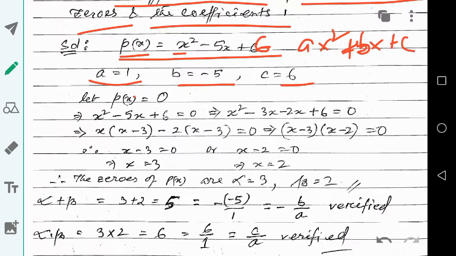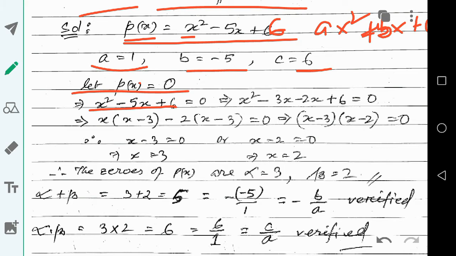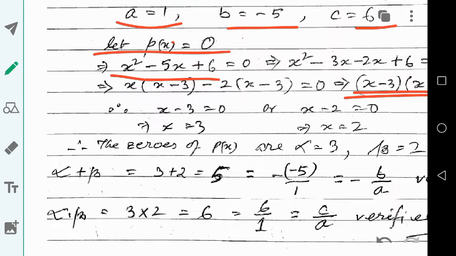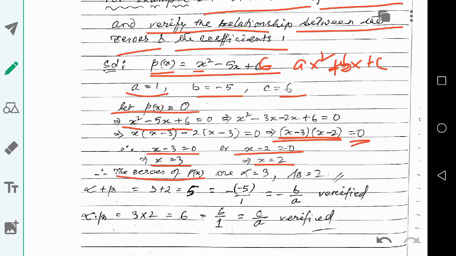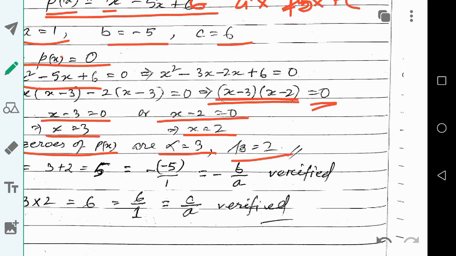In order to find the zeros, we consider p(x) = 0. Then p(x) is replaced by the polynomial, x² − 5x + 6. Now factorize this polynomial, and we get (x − 3)(x − 2). The product of them is equal to 0, that means x − 3 = 0 or x − 2 = 0. From these two we get x = 3 and x = 2. That's why the zeros of this polynomial p(x) are alpha = 3 and beta = 2.